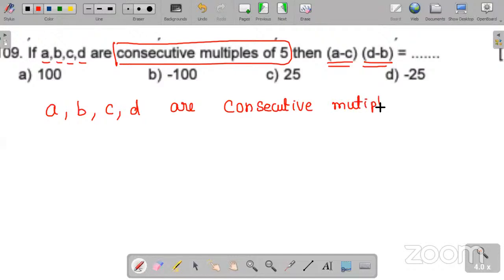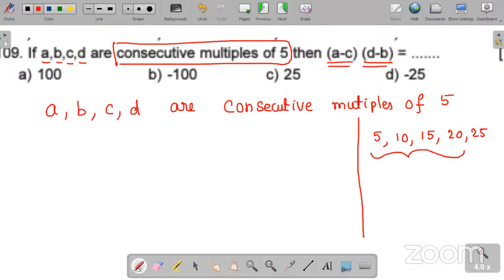Multiples of 5. So first, what are the multiples of 5? 5 ones are 5, 5 twos are 10, 5 threes are 15, 5 fours are 20, 5 fives are 25. So these are the consecutive multiples of 5. Here A is 5, B is 10, C is 15, now D is 20.